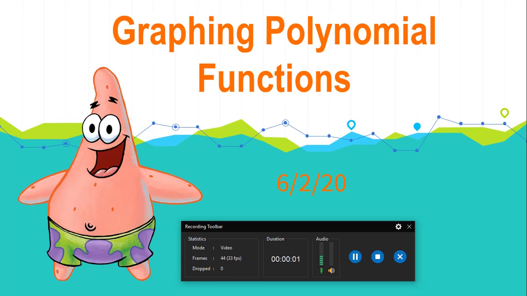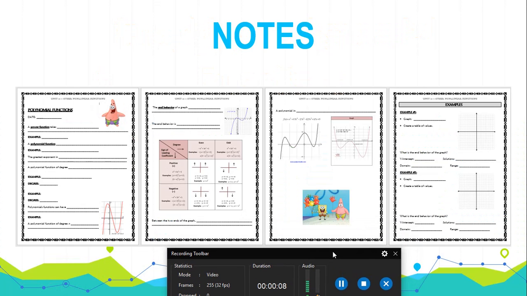Today we're going to look at graphing polynomial functions, and today is June 2nd. Your note packet should have 4 pages, and again, you won't need a ruler. We're going to be sketching smooth curves.